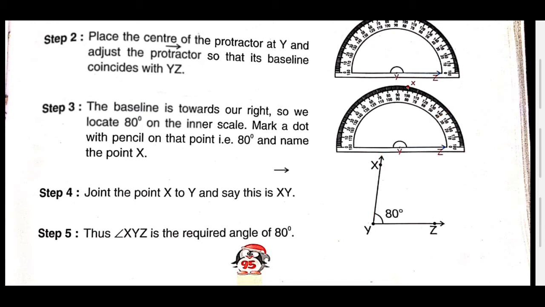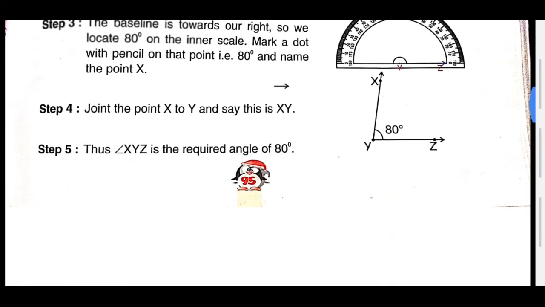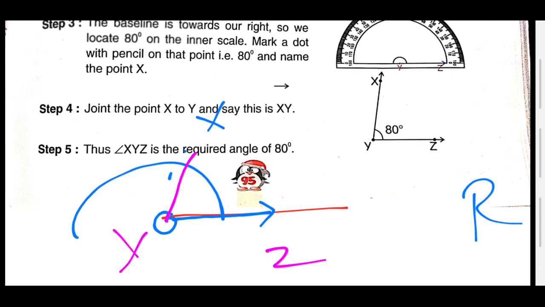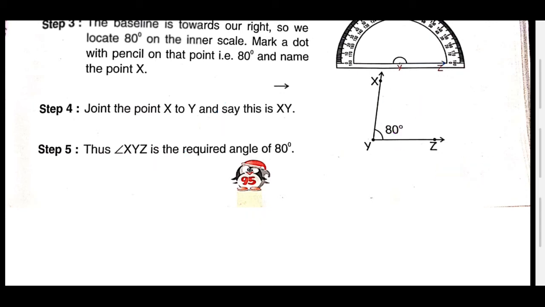So in the end you have drawn angle XYZ equal to 80 degrees. Simple steps I am telling: first draw a line. In the second step put the protractor like that, with the center point here and the baseline coinciding with that line. Second, since the baseline is on our right, we use the inner scale. On the inner scale see 80 here, put a point at 80 and write X. In the next step remove the protractor and join this point with the baseline end. Right here it is Y, it is Z, so you write angle XYZ is equal to 80 degrees. In that way you can write.